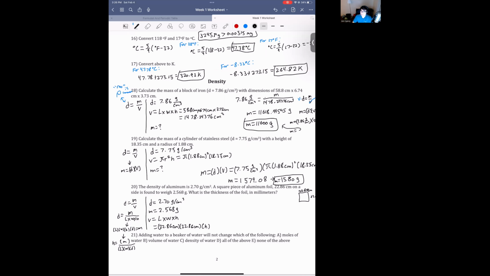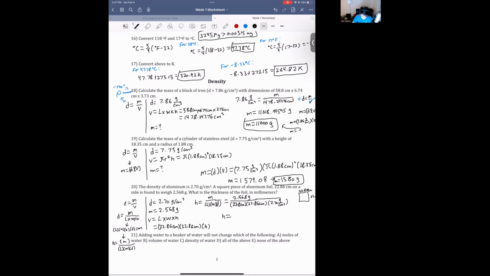I just prefer not to plug in a whole bunch of numbers and have a whole bunch of decimals to keep track of. So I do it at the end. So we have this formula. The height is equal to mass over length times width times density. Now we can just plug everything in. 2.568 grams over, and this is length, so 22.86 centimeters times the width, which is the same thing, 22.86 centimeters. And then times the density, which is 2.70 grams per centimeter cubed.